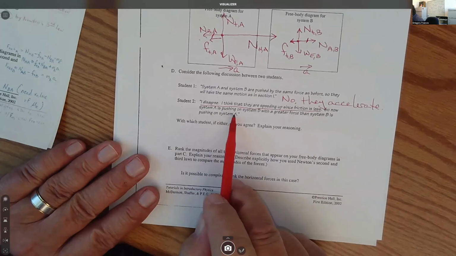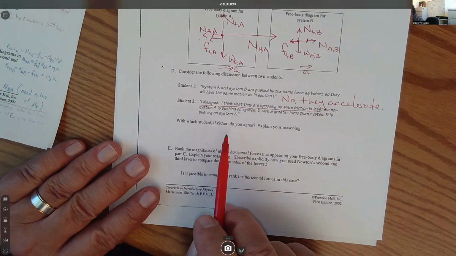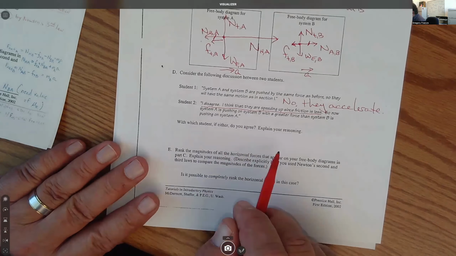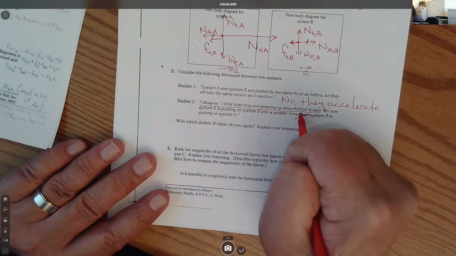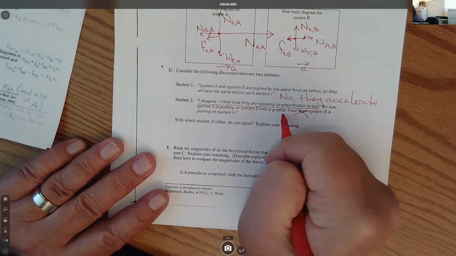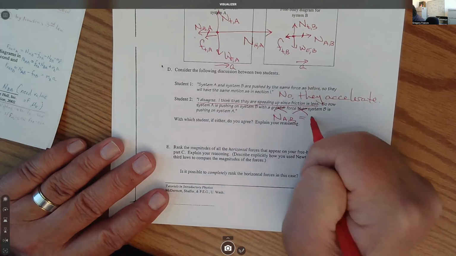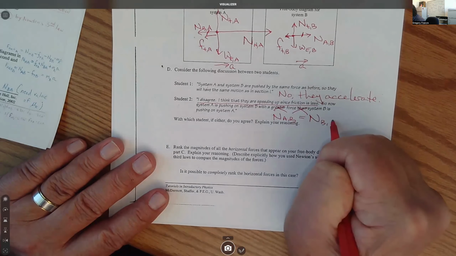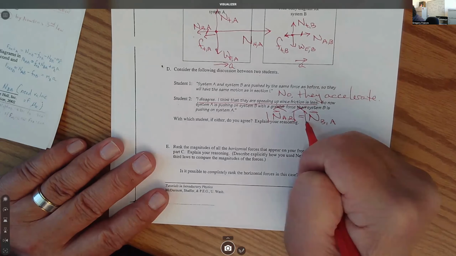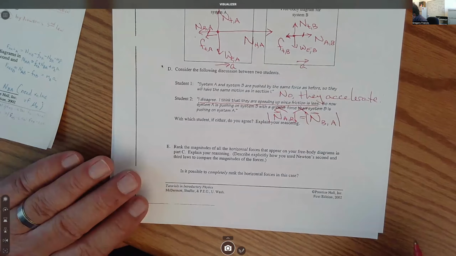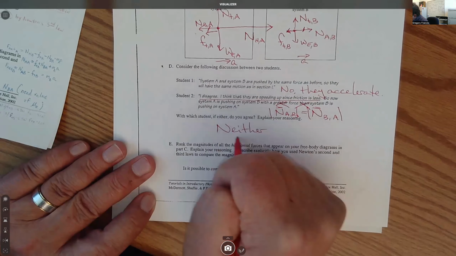So now system A is pushing on system B with a greater force than system B is pushing on system A. So student 2 just gave up on Newton's third law. They have to be equal. The normal by A on B has to equal the normal by B on A. And here I'm talking about the magnitudes. They're opposite in direction. So I agree with neither student.